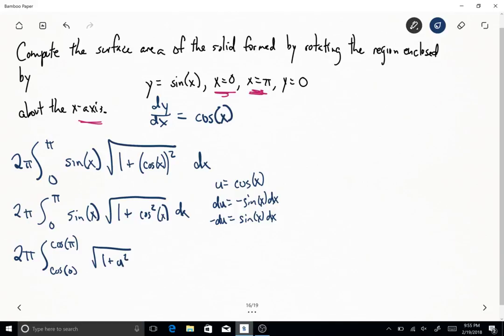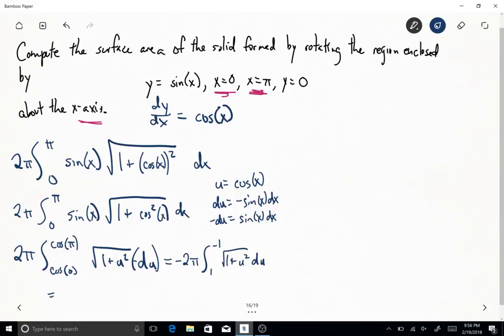And then this is a du, but a negative du. But the beauty here is that this becomes 2 pi, and then you have an integral from 1 to negative 1, which seems kind of backwards, but we have a negative out in there, which we'll talk about in a second. And then this is just square root of 1 plus u squared du. Now, keeping that in mind, where do we go from here?